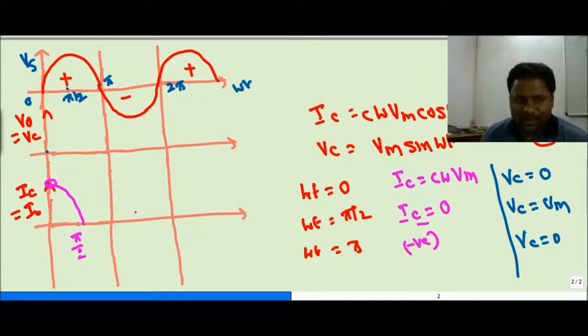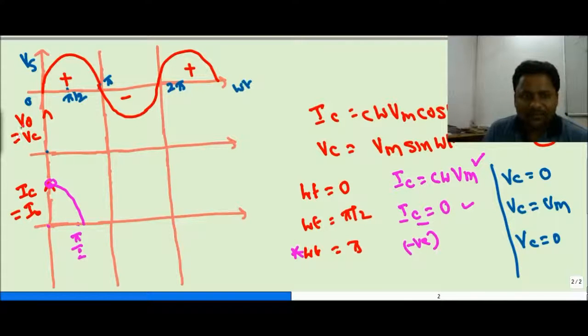So at omega t equals 0, it has the maximum value, C omega Vm, and at omega t equals pi by 2, the current has a 0 value. Forget about this; I will explain later why we have not shown omega t equals pi. Leave it, after some time we will discuss.